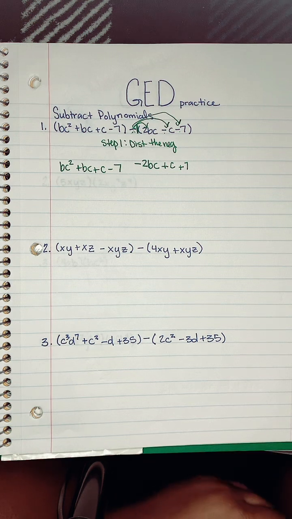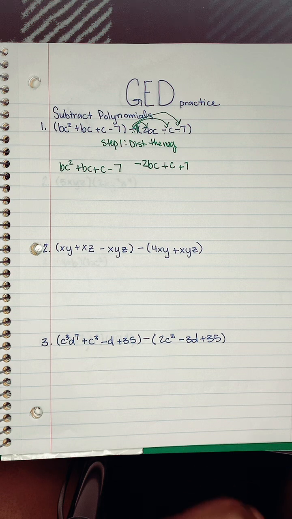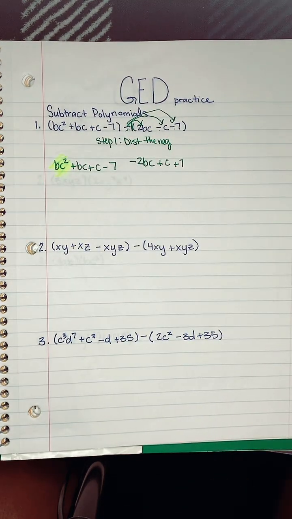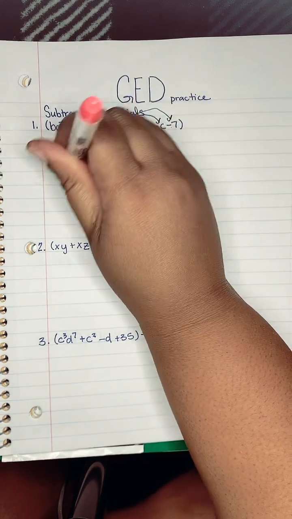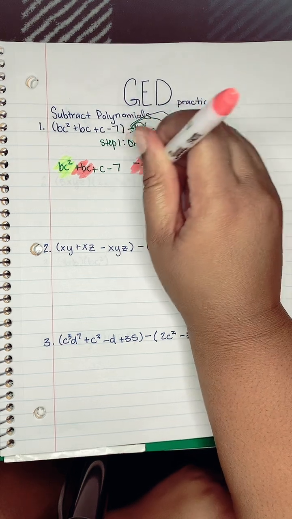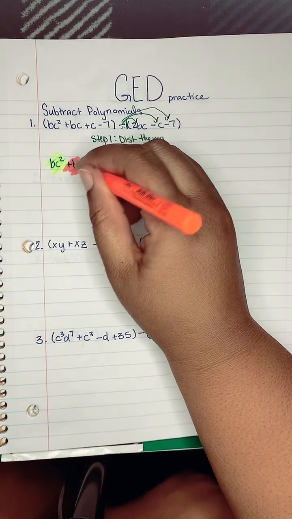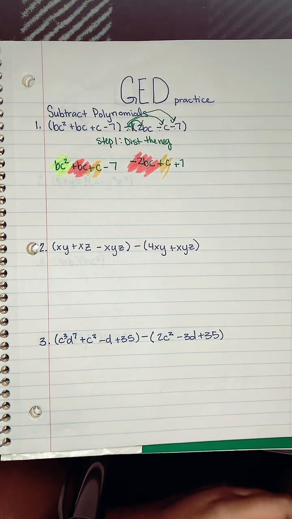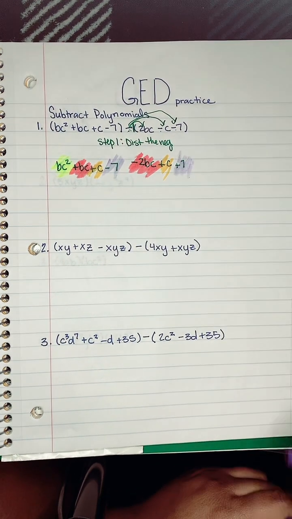All right. Now, we just go straight to what we've been doing this whole time, combining like terms. So we have a BC squared, right? Okay. We have a plus BC and a -2BC. We have, what else do we have? We got a plus C and a plus C. And lastly, we have these -7 plus 7.